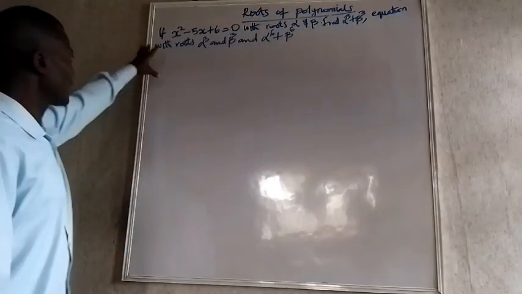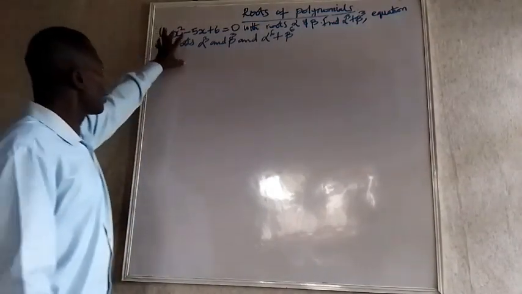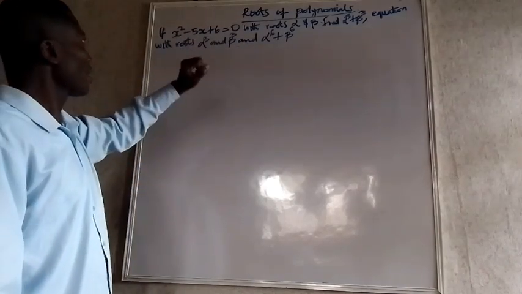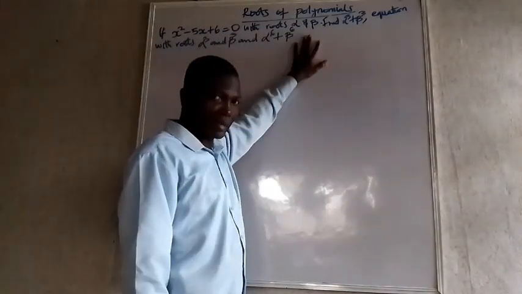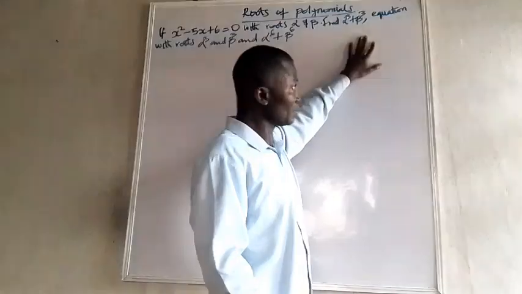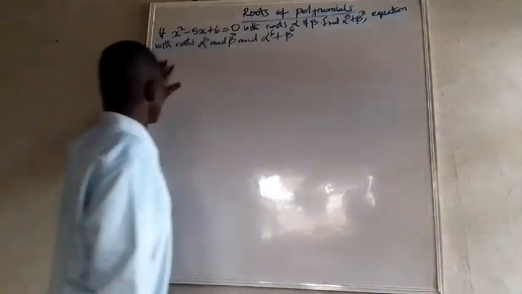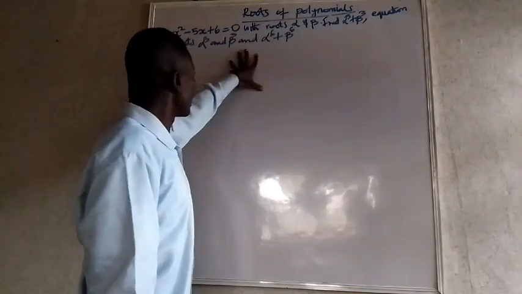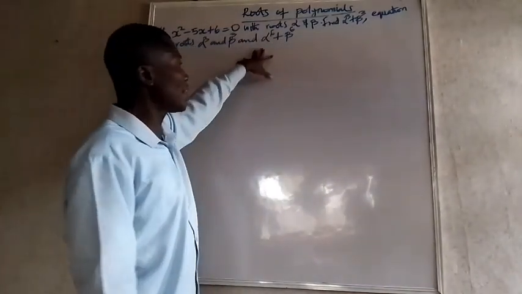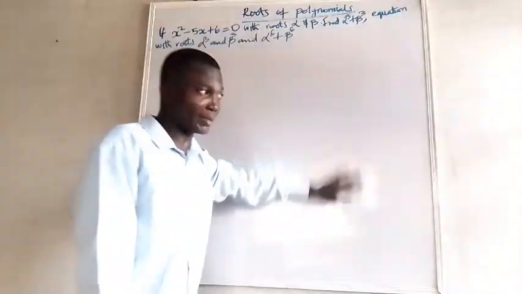Now we have x squared minus 5x plus 6 equals 0. You know the roots. That's why I'm using it. And the roots are alpha and beta. Quadratic. Now we have to find alpha cube plus beta cube. Equation with roots alpha cube and beta cube. That is S3. And you have to find alpha raised to power 6 plus beta raised to power 6.